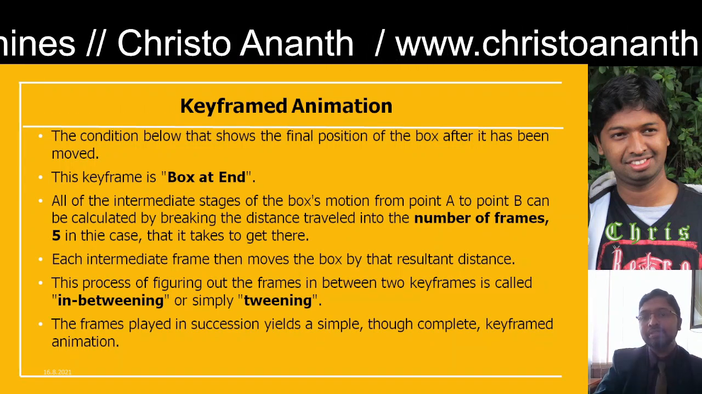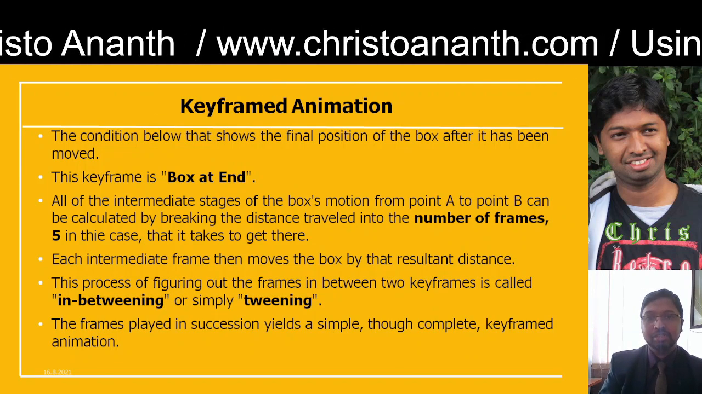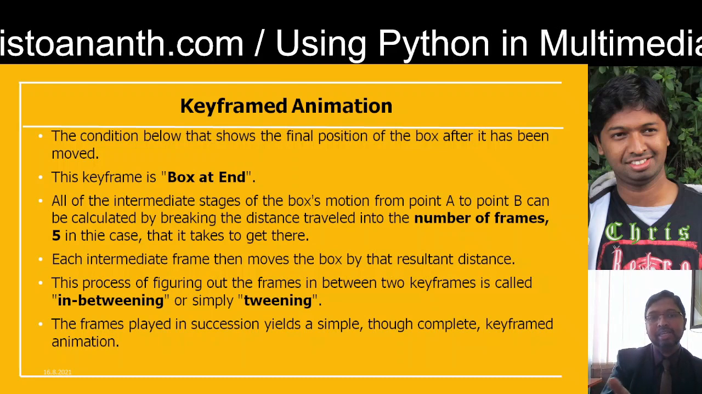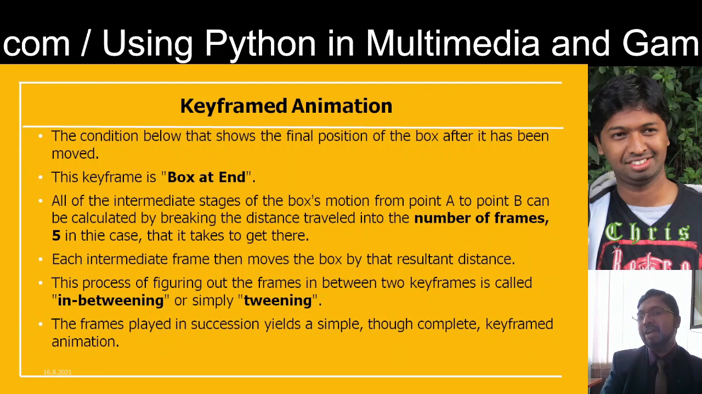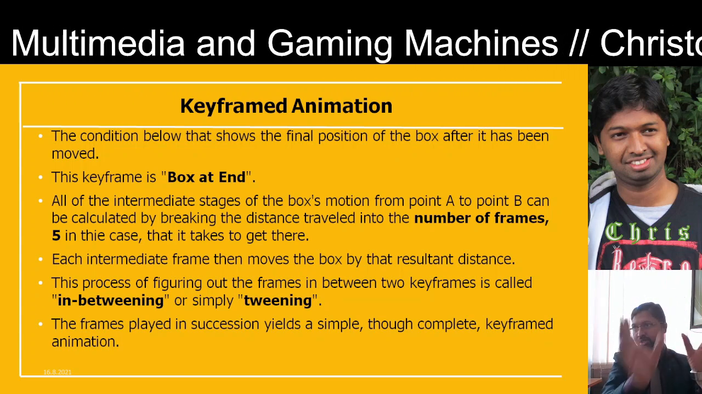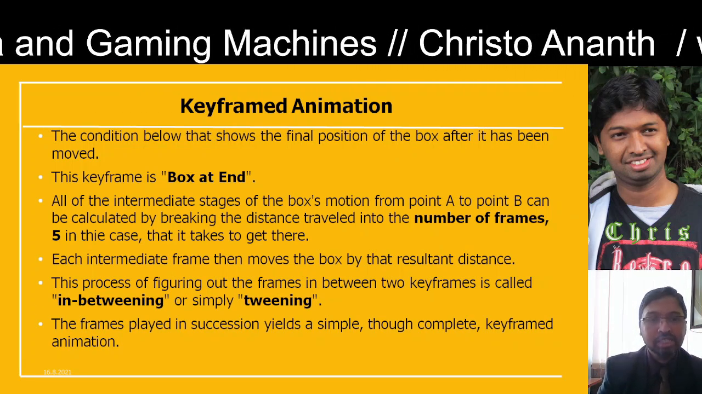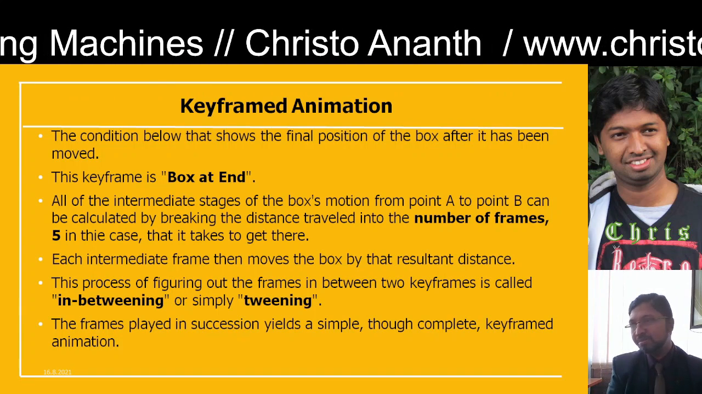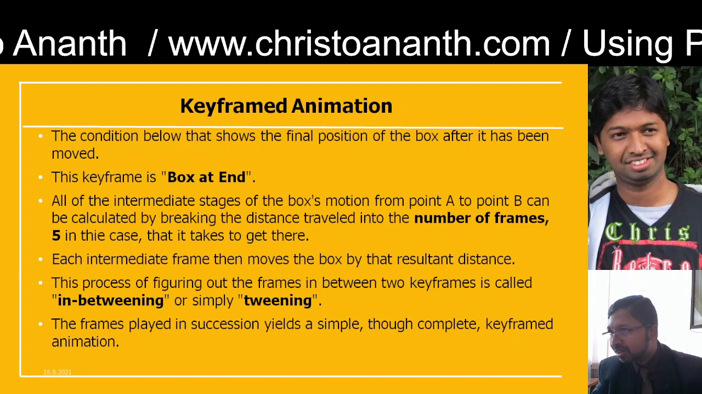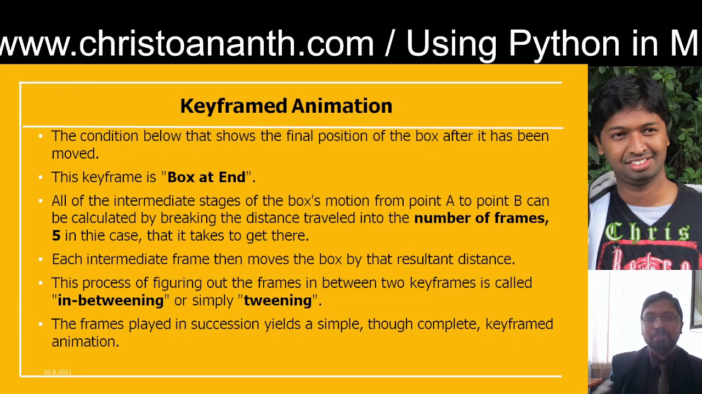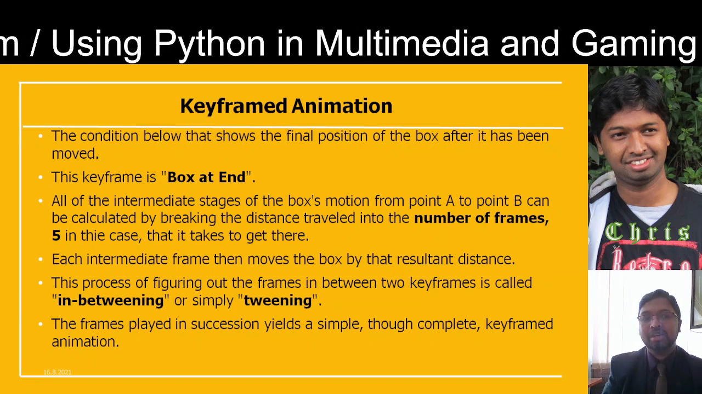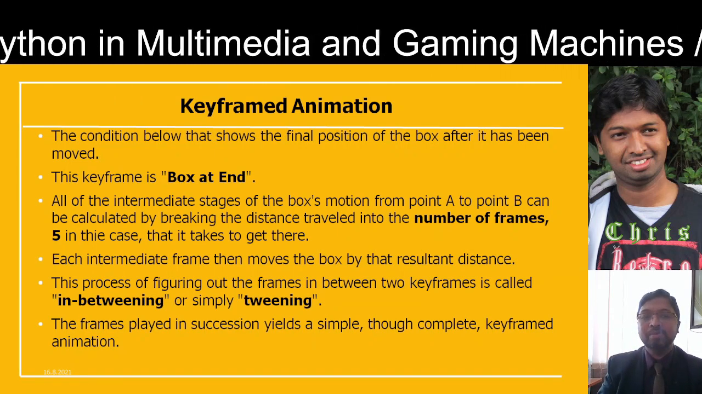All of the intermediate stages of the box motion from point A to point B can be calculated by breaking the distance traveled into a number of frames. Maybe you will have five frames, 1 2 3 4 5. Each intermediate frame then moves the box by some resultant distance, maybe a 5-point distance or a 2-point distance. The process of figuring out the frames in between the two keyframes is called in-betweening, or tweening.